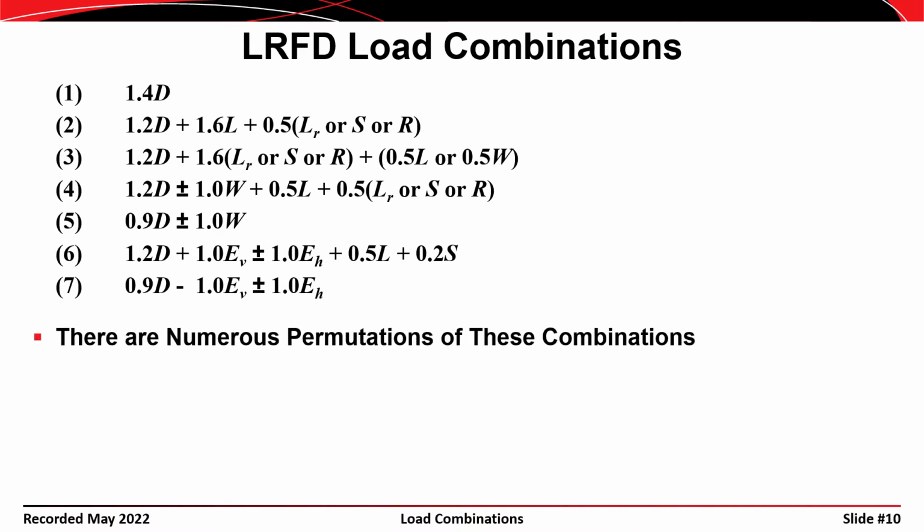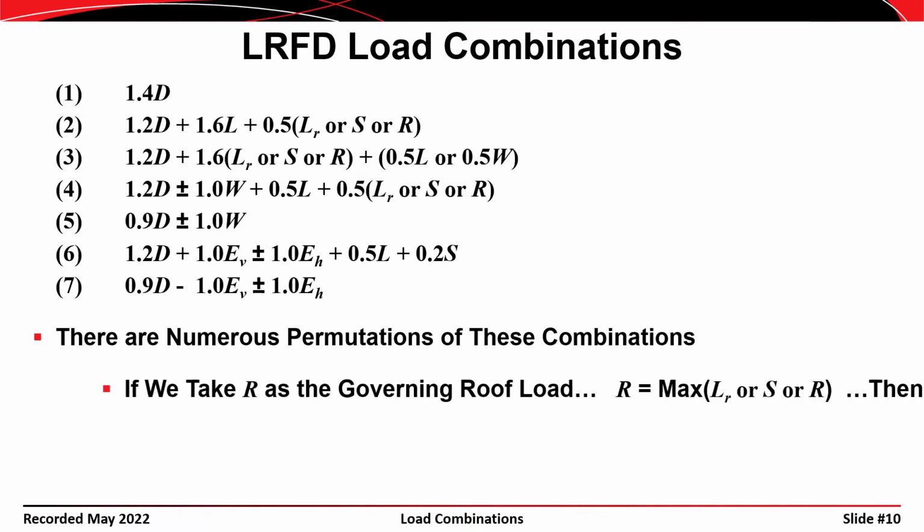Okay, there are also other numerous permutations to these combinations as well. For example, in combinations 2, 3, and 4, you consider either the roof live load or the snow load or the rain load. You have the plus or minuses that are associated with the wind load. It could act to the left or to the right. You have the plus or minuses that are associated with the horizontal earthquake force, et cetera, et cetera, et cetera.